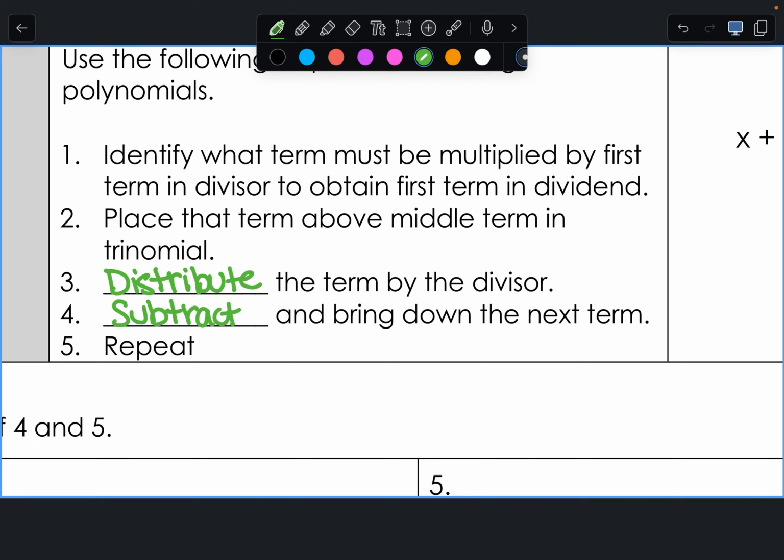When you multiply, you're going to end up with two terms. So instead of subtracting, we're going to try this: add the opposite of both terms. And you'll see what I mean in a little bit. Add the opposite of both terms.